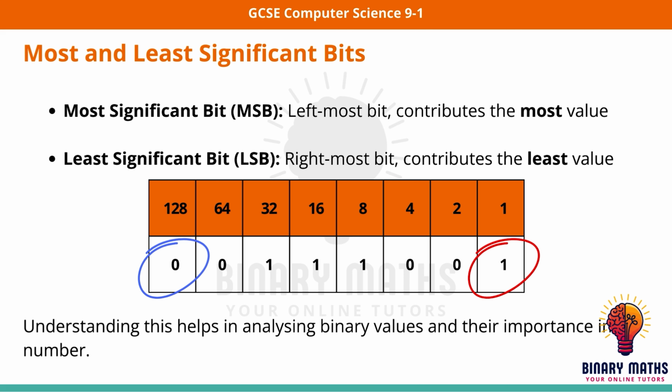In binary, not all bits carry the same weight. The leftmost bit is called the most significant bit. It has the highest value. The rightmost bit is the least significant bit. It has the lowest. This matters when understanding how values are stored, or when a system needs to prioritize certain bits. Just remember, the closer to the left, the more important the bit's value.